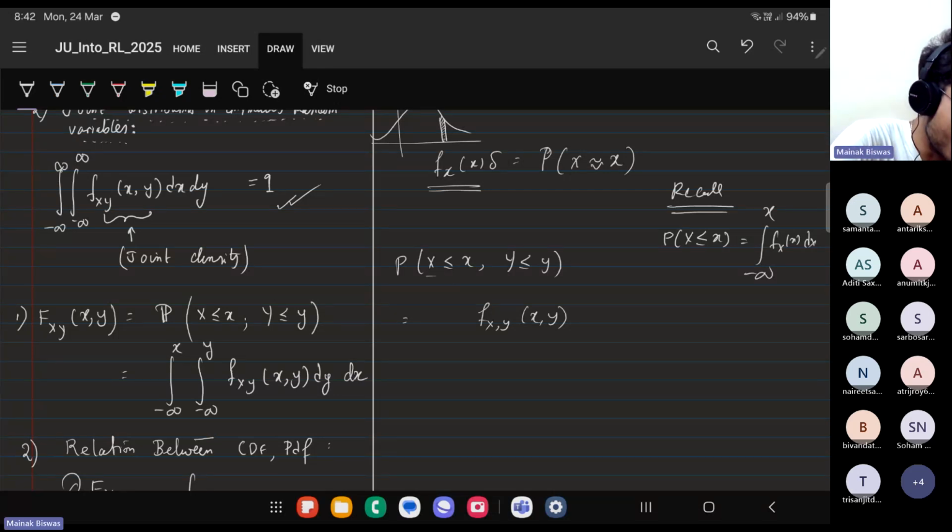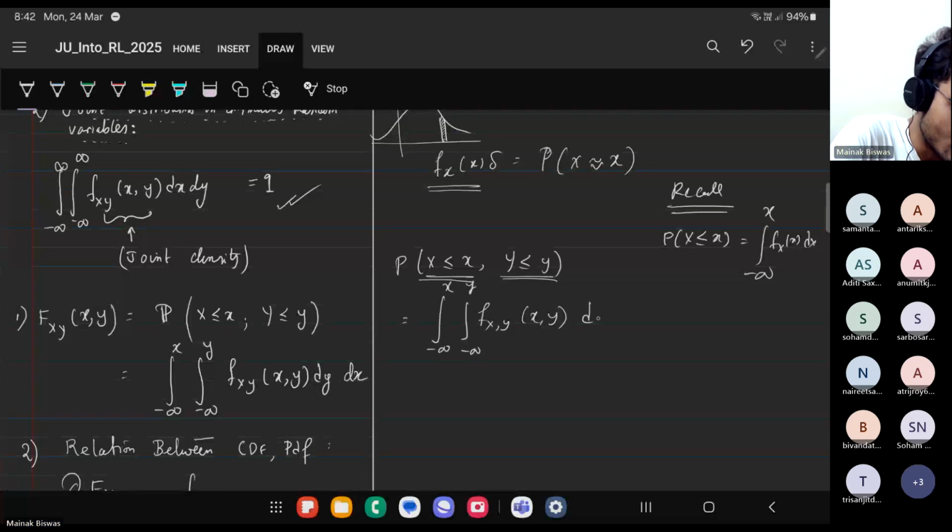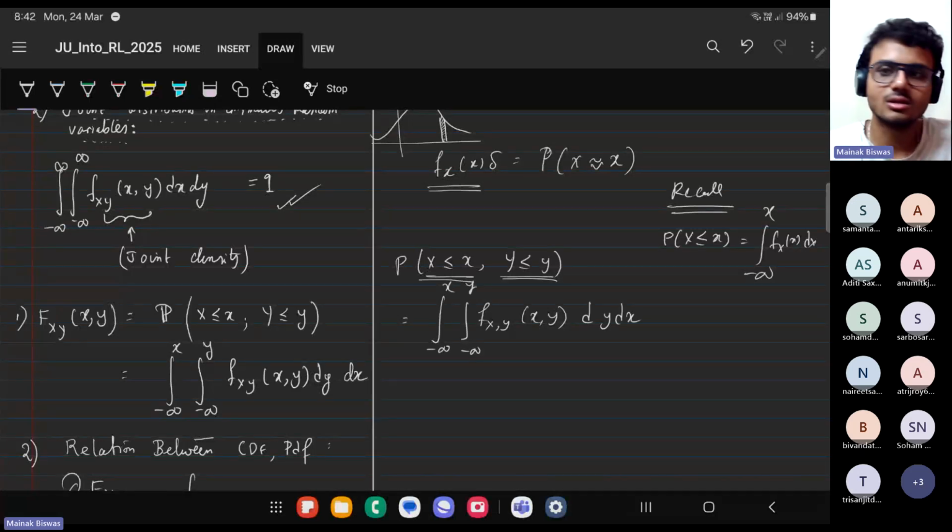So x is between minus infinity and x, y is between minus infinity and y. What should it be in terms of the integral? It should be just minus infinity to x and minus infinity to y, dy dx. It will be a double integral. If there are n random variables, it will be just n integrals like this. Is it clear? Is it fine?